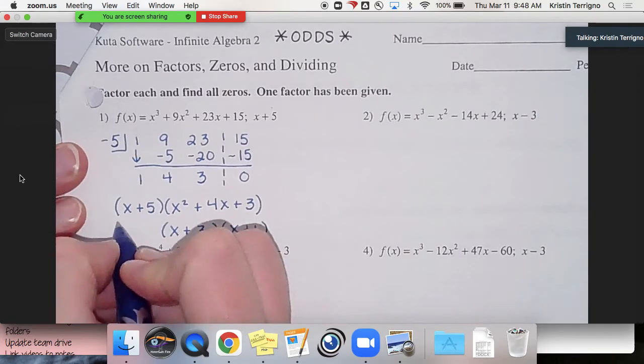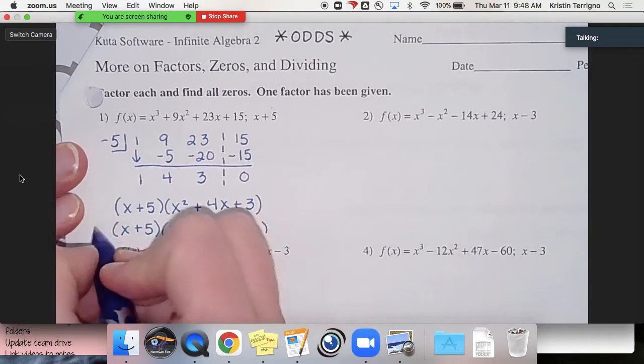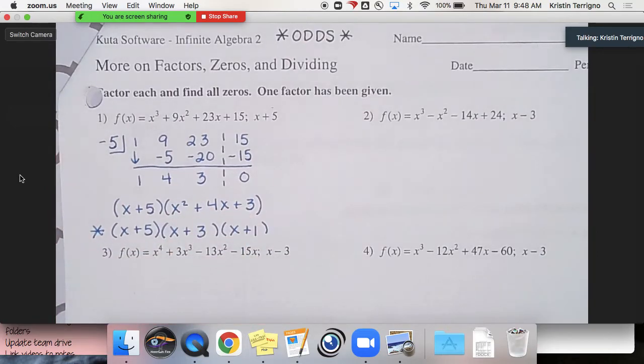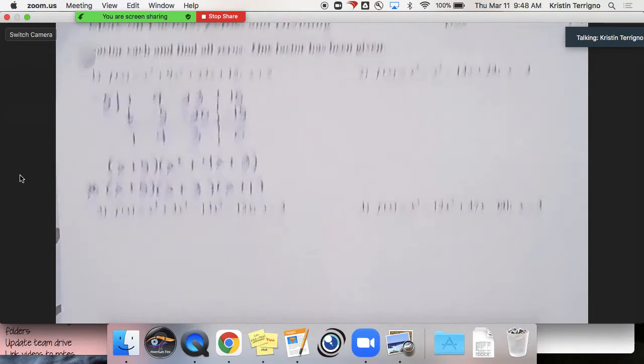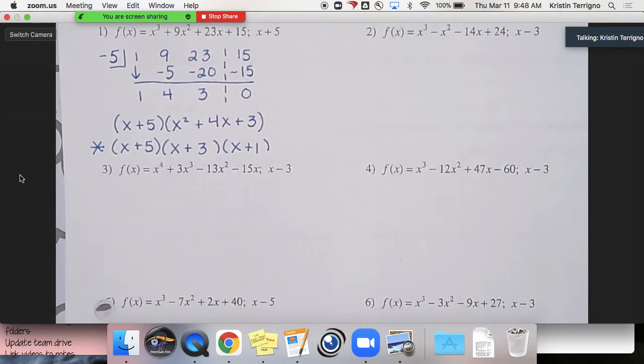And then I'm also going to bring down my x plus 5 that it gave me at the beginning. So this right here is the factored version of my polynomial. I just factored this thing. Sorry, that's a little low, isn't it? Okay, so that was kind of step 1. Those were finding my factors.